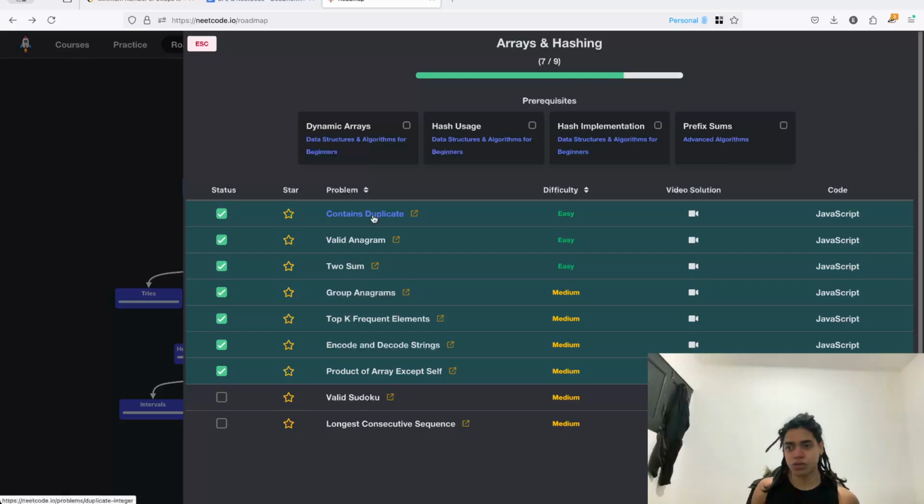Luckily for us, we use a hash set, which allows you to store unique values. We can also use this as a set or a hash as well.